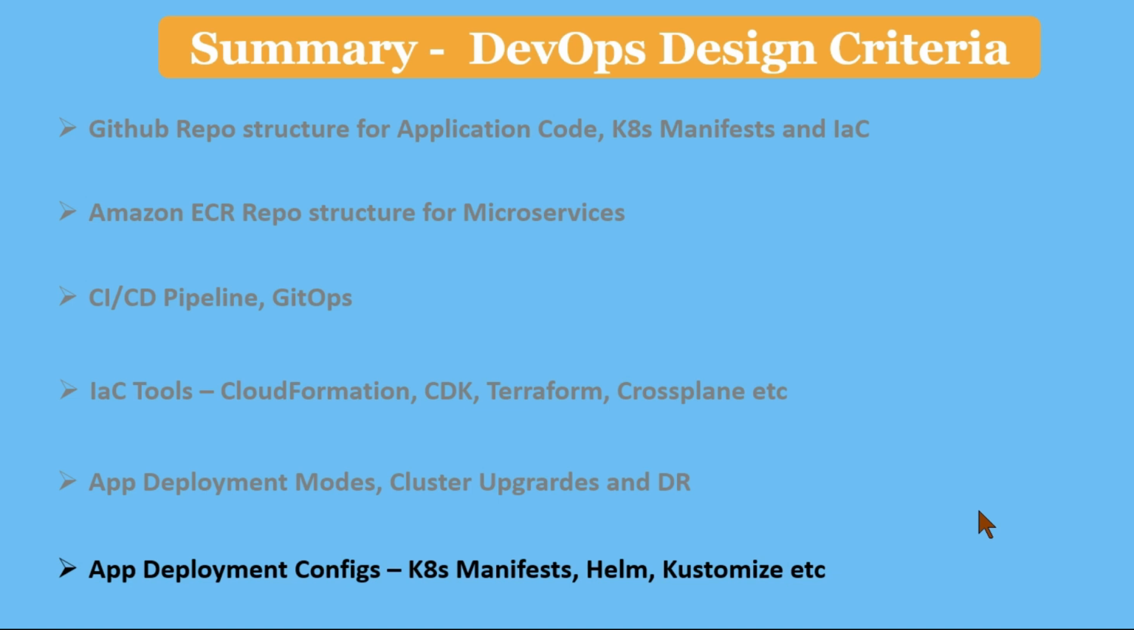And also you can decide on the right application deployment configuration files. It could be Kubernetes manifest file, Helm, or Kustomize.